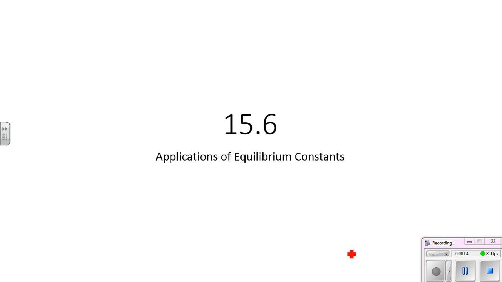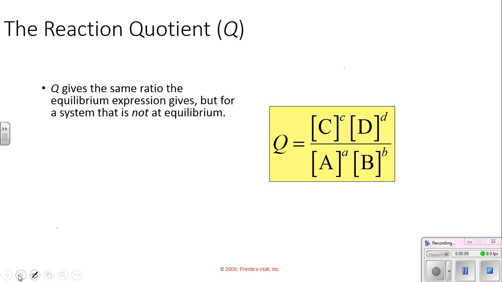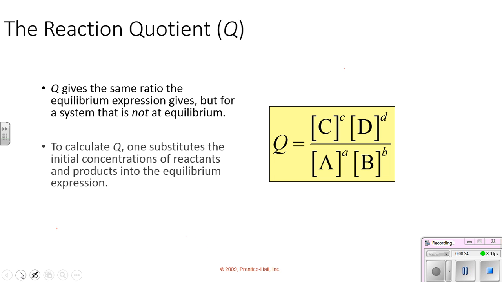15.6 covers the application of equilibrium constants. The reaction quotient is Q, and Q gives the same ratio as the equilibrium expression gives, but for a system that is not at equilibrium. So what that means is when you set up your expression, it's just like how you set up K with your concentration of your products over the concentration of your reactants. To calculate Q, one needs to substitute the initial concentration of your reactants and products into the equilibrium expression.